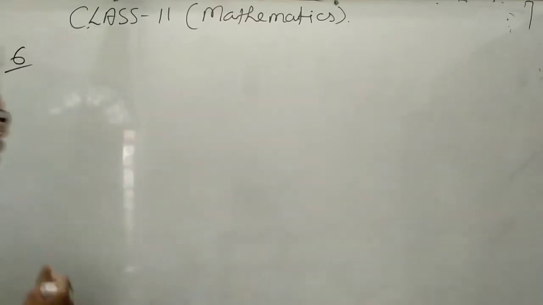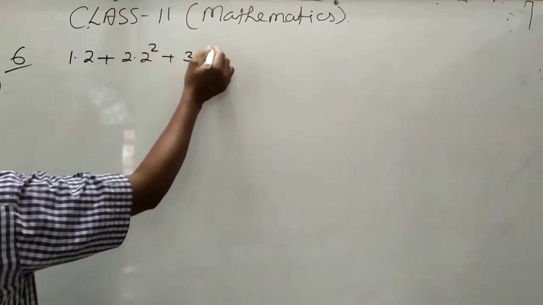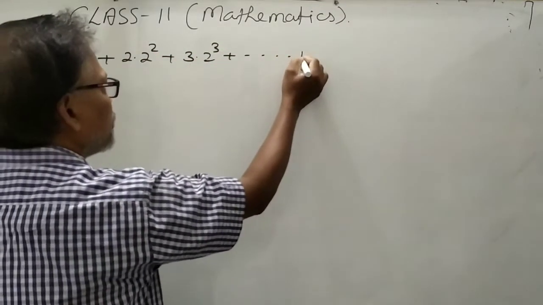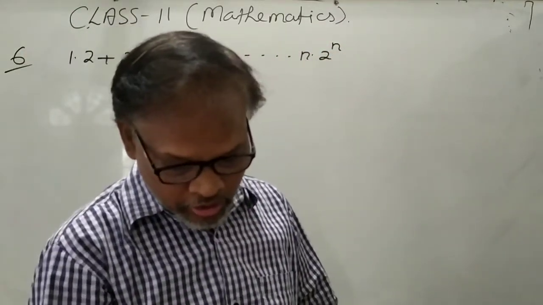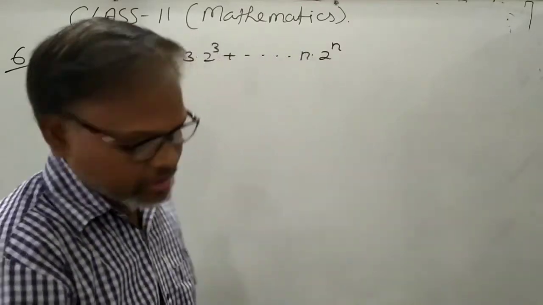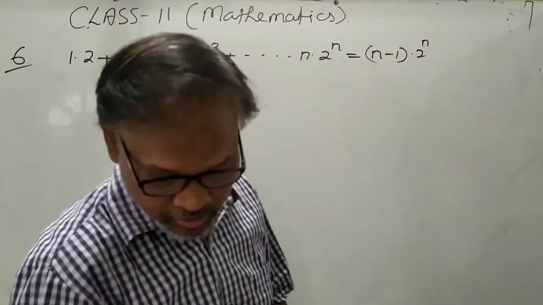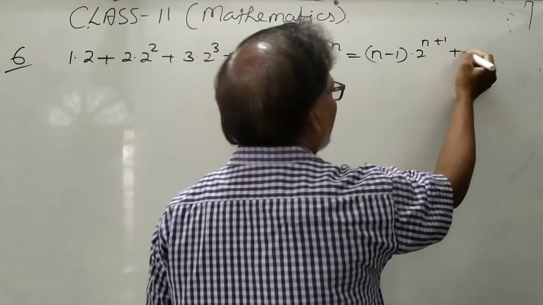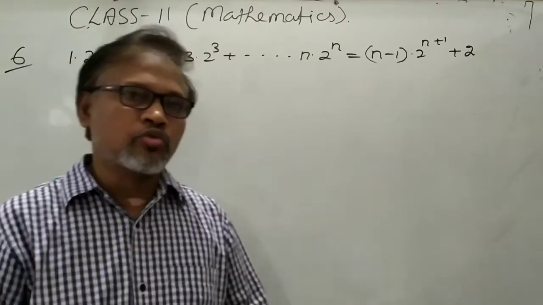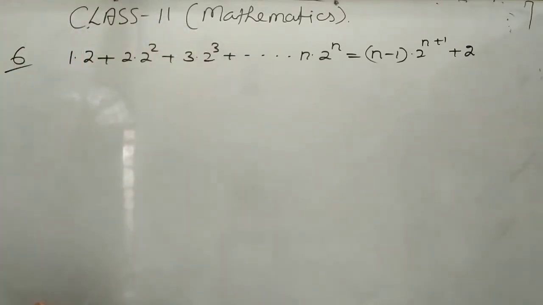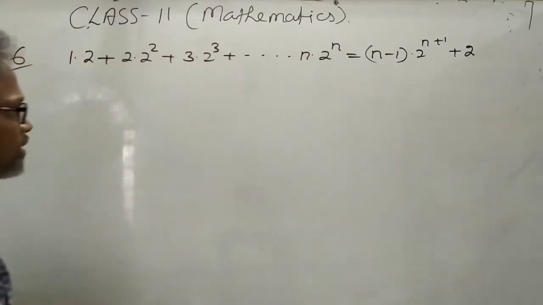1.2, 2.2 squared, 3.2 cubed, and up to n·2 to the power n, is equal to (n minus 1) times 2 to the power (n plus 1) plus 2, where n belongs to natural numbers. We have to show this by using mathematical induction.